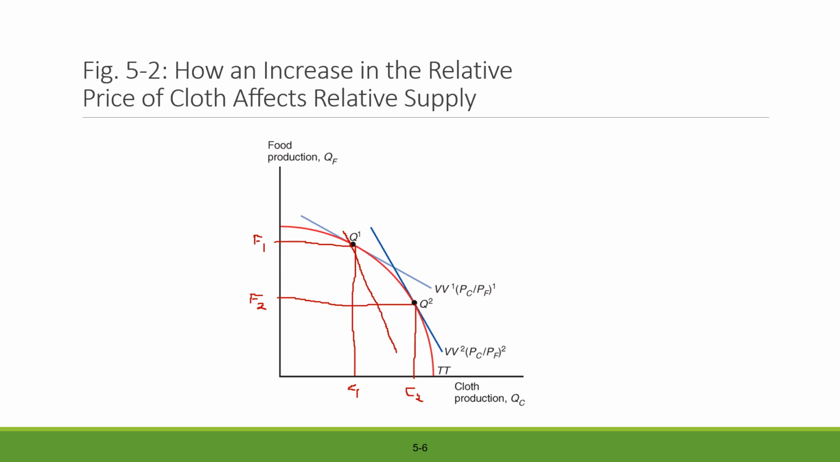So by increasing the price of cloth as compared to the price of food, what happens? We produce more cloth as compared to food. The production of cloth has risen from C1 to C2, whereas the production of food has reduced from F1 to F2.